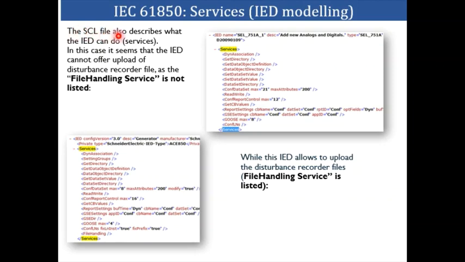The SCL file also describes what an IED can do in a particular substation. So if you see these two XML files, in this XML file we have the file handling capability enabled, while in the configured file the file handling is missing. So we can configure the IEDs using this XML file, and what an IED can do in a particular substation can be configured.